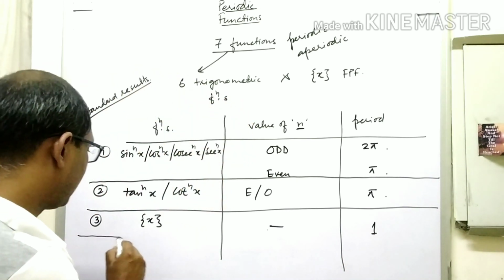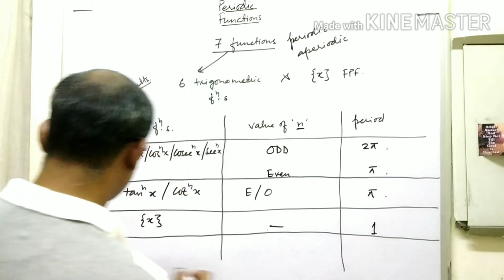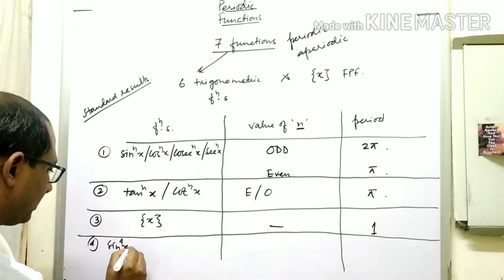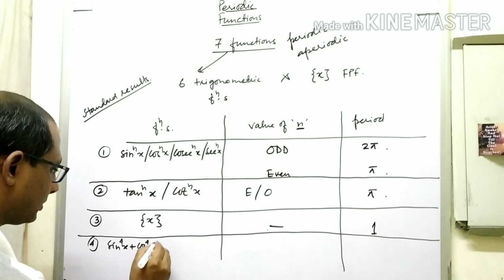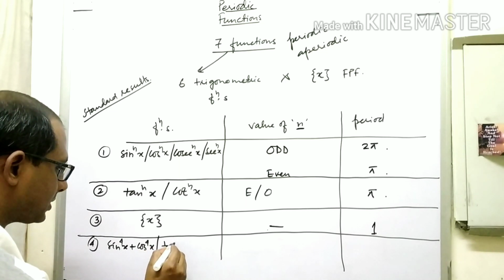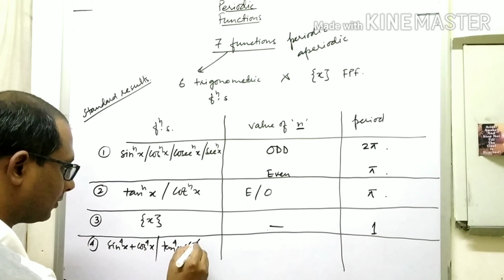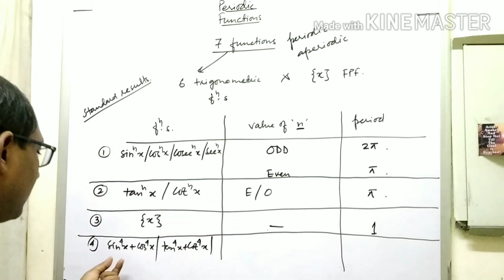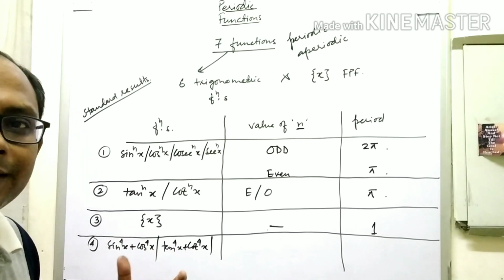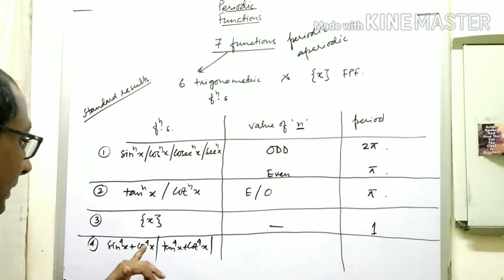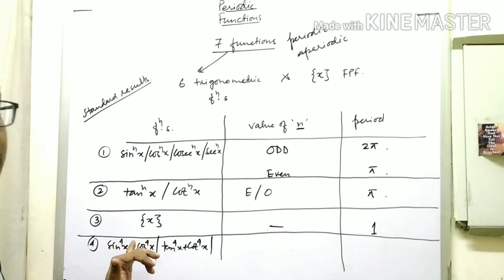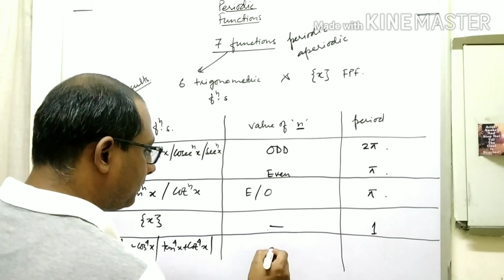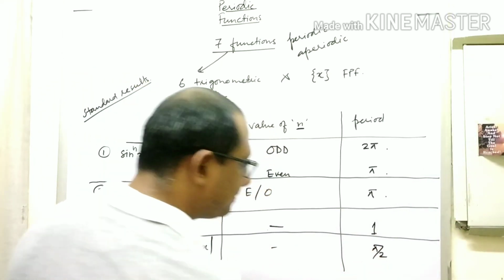Okay, and then the next thing we need to know: sin^4 x plus cos^4 x, or tan^4 x plus cot^4 x, or sec^4 x plus cosec^4 x. When the functions are complementary and their power is even, it can be to the power 8x, sin^8 x plus cos^8 x, whatever the even value. Okay, the fundamental period is pi by 2 always.